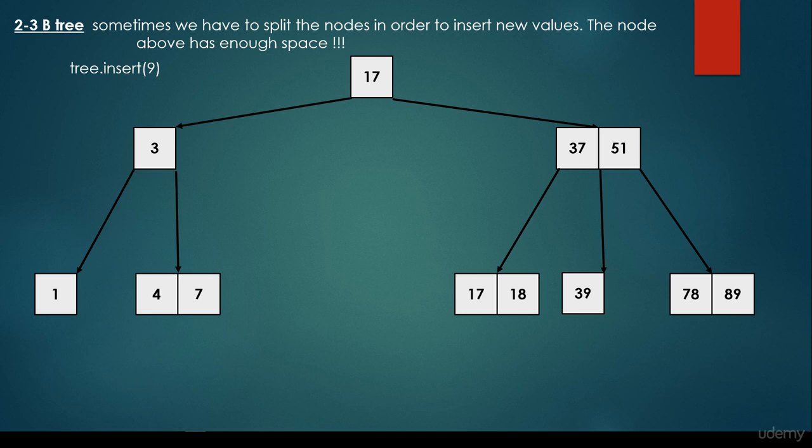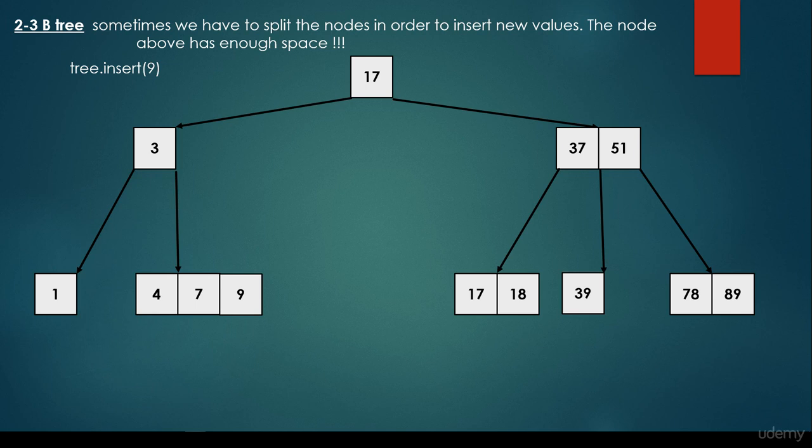Let's insert 9. We start at the root node. 9 is smaller than 17, we go to the left. 9 is greater than 3, so we go to the right. And basically here we have to consider every item on a one-by-one basis. So whether 9 is greater than 4, yeah, we keep going. Whether 9 is greater than 7, yeah, we keep going. But there are no other items to be considered, so we insert it to be the right neighbor of the 7.